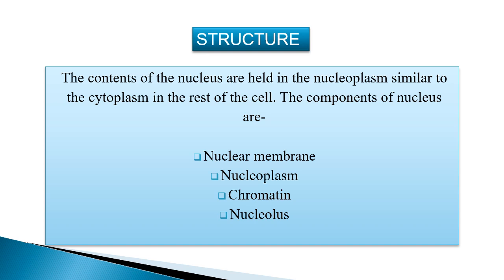The nucleus is composed of various structures, namely the nuclear envelope, nucleoplasm or nuclear sap, nuclear matrix, chromatin, and nucleolus. The nuclear membrane forms an envelope-like structure around the nuclear contents, which is commonly known as the nuclear envelope. The nuclear envelope separates the nucleoplasm from the cytoplasm. The details of the components will be discussed in the next slides.